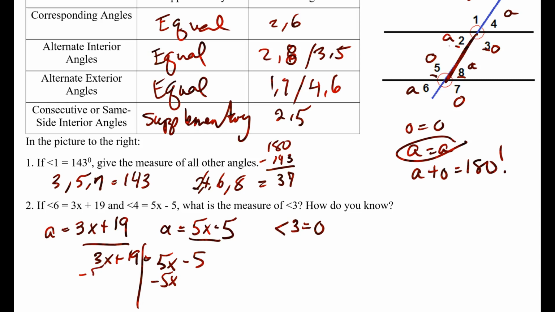Slide to the left. Slide to the right. Crisscross. Negative 2x is equal to negative 24. X is equal to 12. Now, they didn't ask for x. They asked for what's O. Well, I meant O. What's angle 3? Well, if we figure out what A is, then we can figure out what angle O is, because A plus O equals 180.